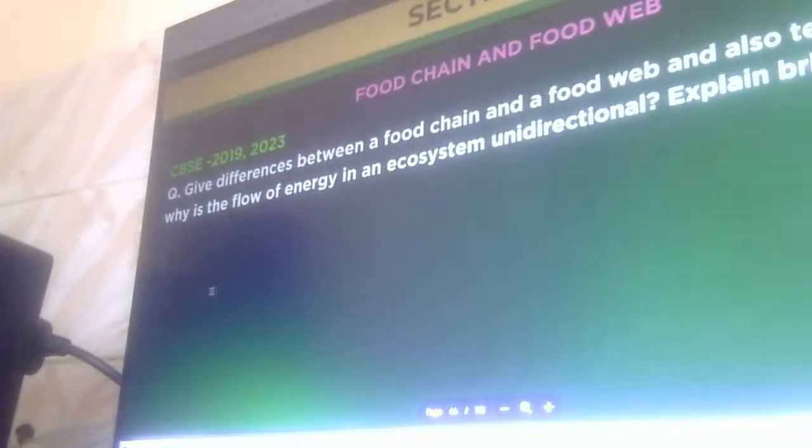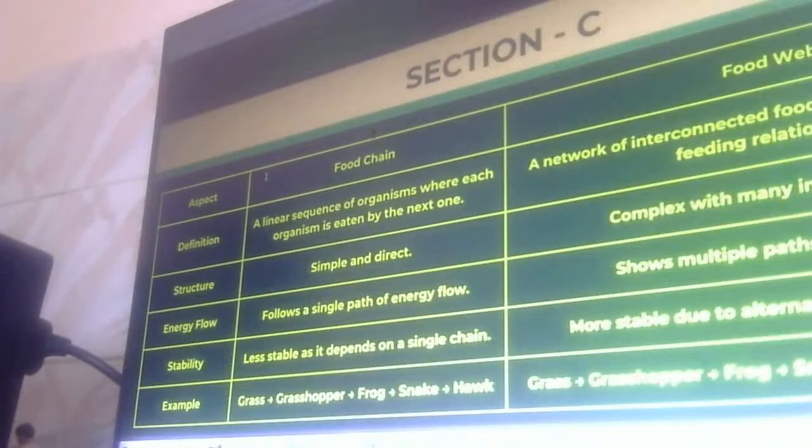Food chain and food web. Food webs are many food chains together. A food chain is linear, and the other one is a network.